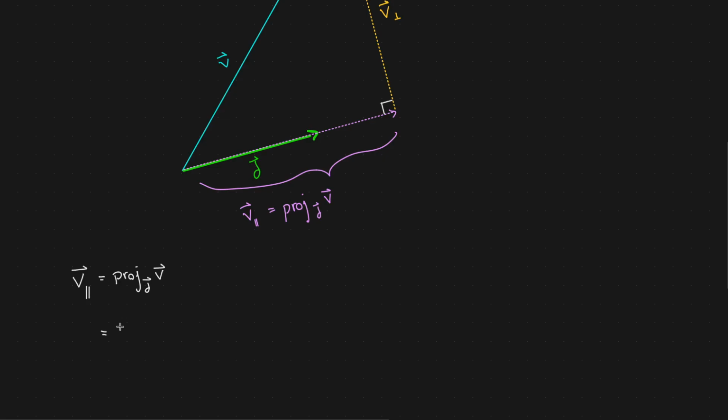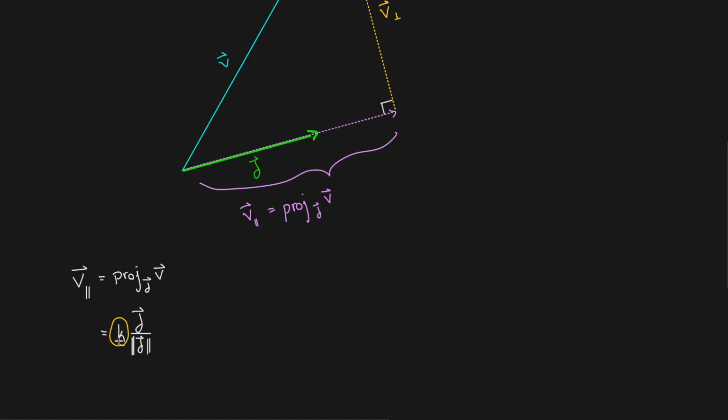We want some scalar, I'll call it k, times the direction of d. Now to focus on the direction, remember we normalize the vector. So I'm going to normalize vector d here by dividing by its norm. So this is a unit vector pointing in the direction of vector d.